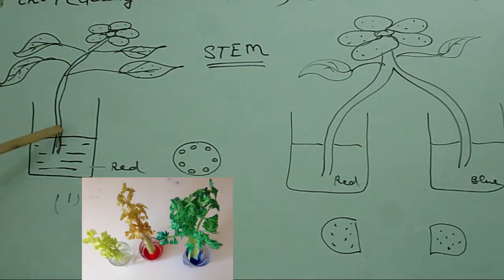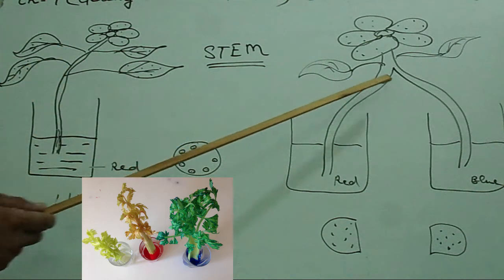If you cut a thin section and observe it under a microscope, you will be able to see red spots in the cut section of the stem. So that indicates that water is transported from the base to the leaves or to the flowers. So that gives us a function of a stem. That's one activity. The other activity: cut a single stem from the center like this. We have to cut it from the center.